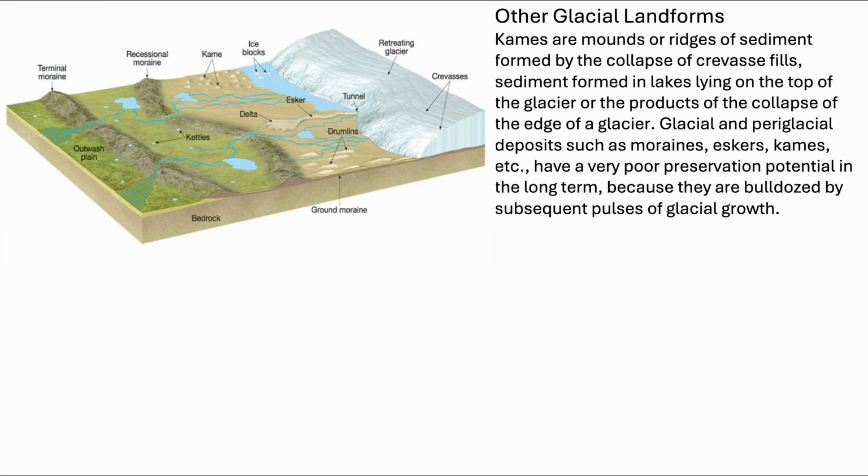Ice blocks that are embedded in this till can melt, forming kettle lakes, seen here. Now eventually, as this water moves through this region of glacial deposits, it's going to destroy these features, these deposits. Kames, on the other hand, are mounds or ridges of sediment that form by the collapse of crevasse fills, sediment formed in lakes lying on top of the glacier, or products of the collapse of the edge of a glacier. Glacial and periglacial deposits such as moraines, eskers, kames, and so on have a very poor preservation potential because they're generally destroyed by subsequent glacial episodes.